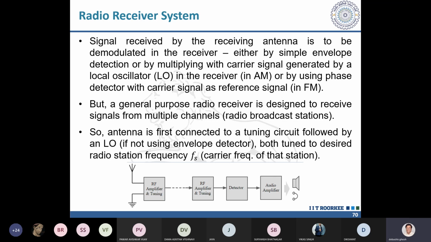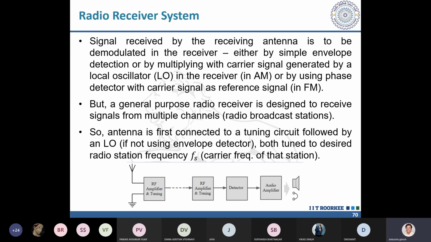But you know that the different receiver sets we have at home, for example, you have a radio, you have a television, they are for general purpose. They are supposed to receive signals from many channels, multiple channels. So your receiver has to be designed so that it can receive signals from multiple channels. In this case, since I am talking about radio broadcasting, it should receive signals from multiple radio broadcasting stations. Okay, and then accordingly I have to listen to only a particular broadcasting station.